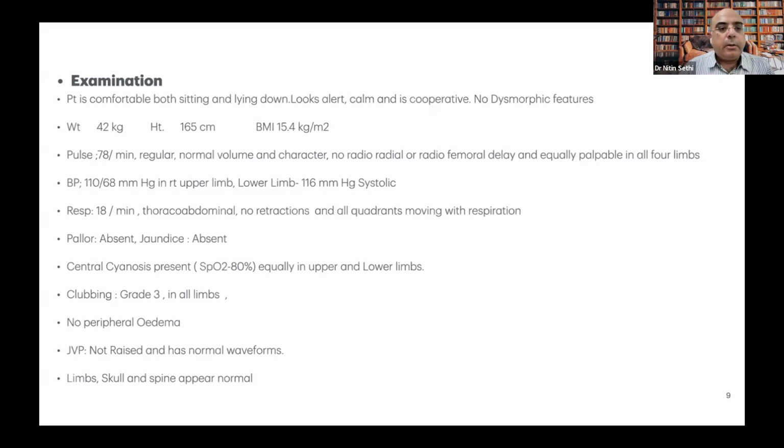There was no pallor, no jaundice. A uniform central cyanosis with saturation of 80% was present. Grade 3 clubbing was noticed in all the limbs. There was no peripheral edema. JVP was not raised and had normal waveforms. All the limbs, skull and spine appeared normal.